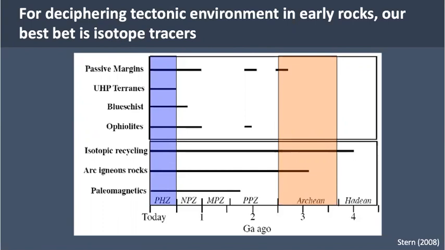So the things that are easier to focus on are things like isotopic recycling, which we can actually use back through the entire rock record. This actually goes back to the earliest rocks here, and you can extend it back further, I think, into the Hadean to look at Jack Hills zircons as well.